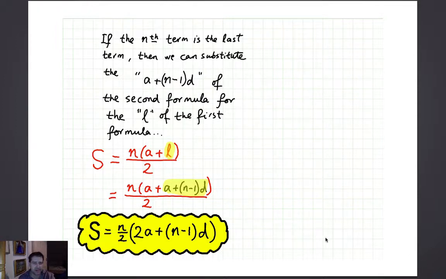And we can tidy that up a bit and get that the sum of the first n terms is n over 2 brackets 2a plus n minus 1 d. So that's useful because it doesn't need to know what the last term is to work out the sum. Got to be a bit careful because it's got brackets nested within brackets, so you could lose track of things if you're not careful.